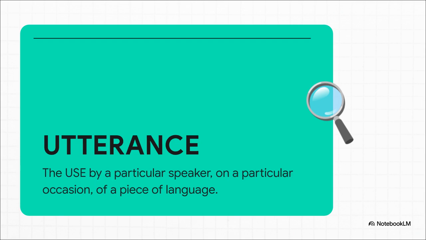And finally, at the bottom, we have the utterance. This is where the rubber meets the road. It's the real-world performance of a sentence. It's when someone actually speaks the words or writes them down. It happens at a specific time, in a specific place, maybe with an accent, maybe it's loud, maybe it's quiet. It's the sentence brought to life.